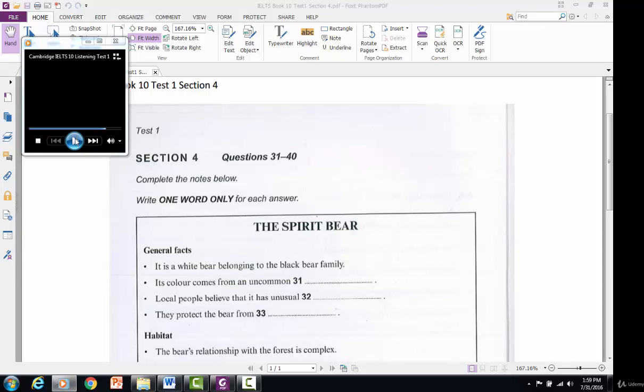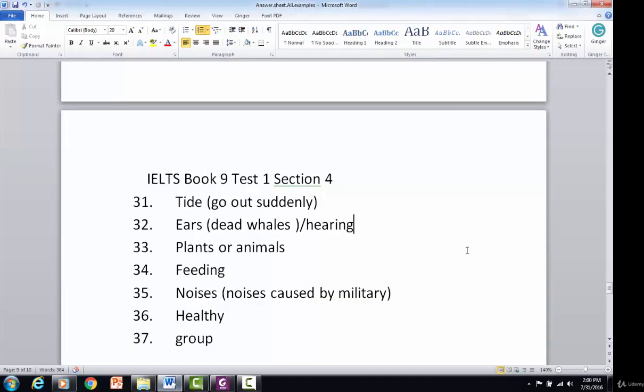So, number 31 is gene. It comes from a special gene, right? His white color or white coat comes from a special gene. The word special is a synonym for the word uncommon.